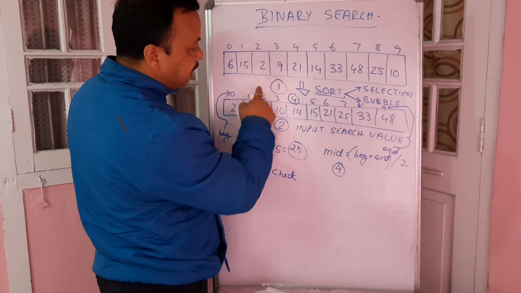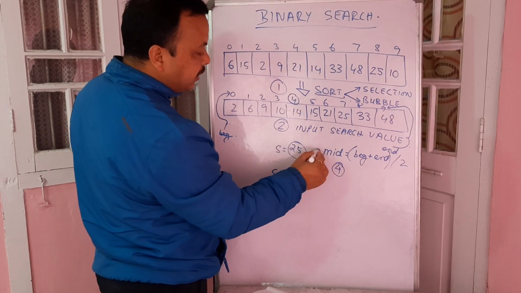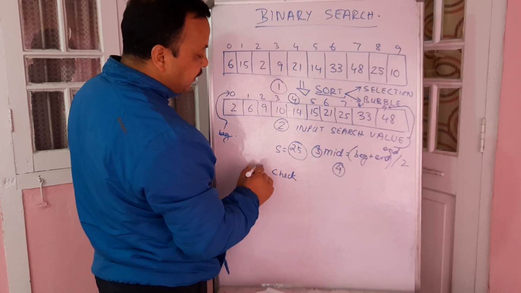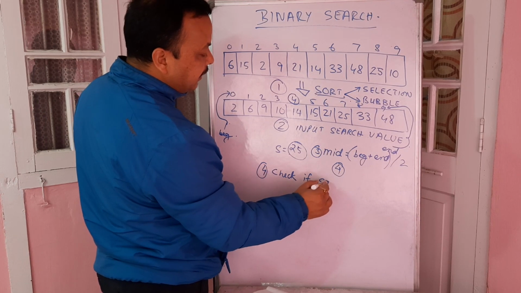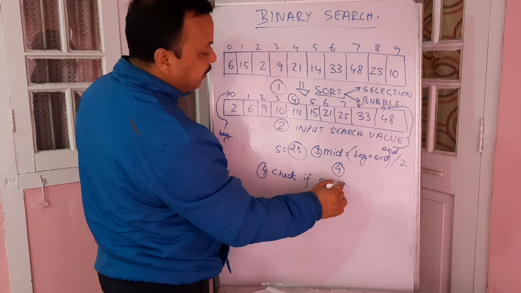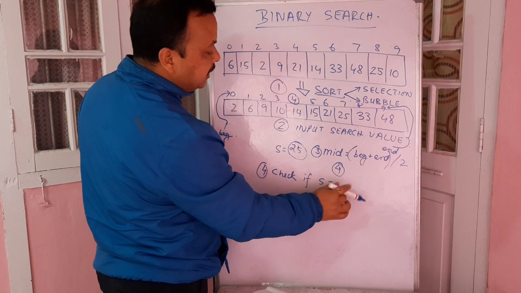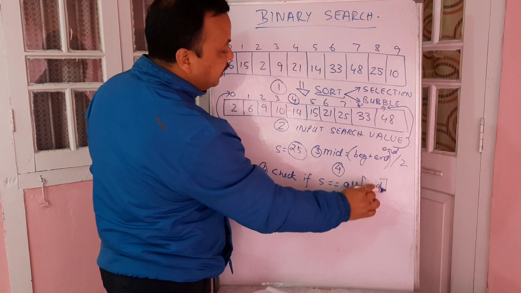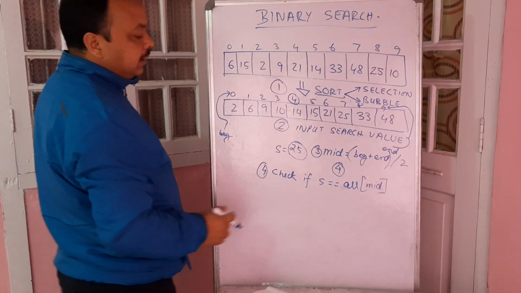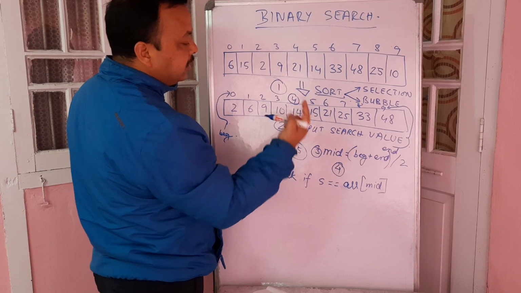First is sort, second is we input, third is we calculate the midpoint, and fourth is we check if the search value matches the mid value, which is the name of the array followed by what? The subscript will be the mid value. So they are not matching. 25 is not equal to 14.